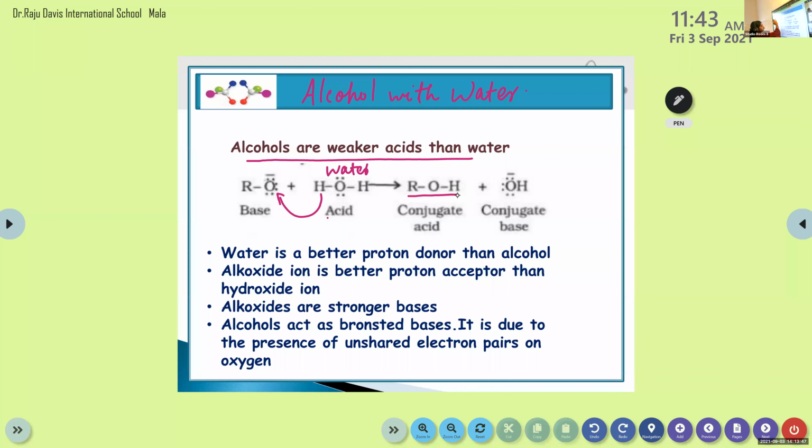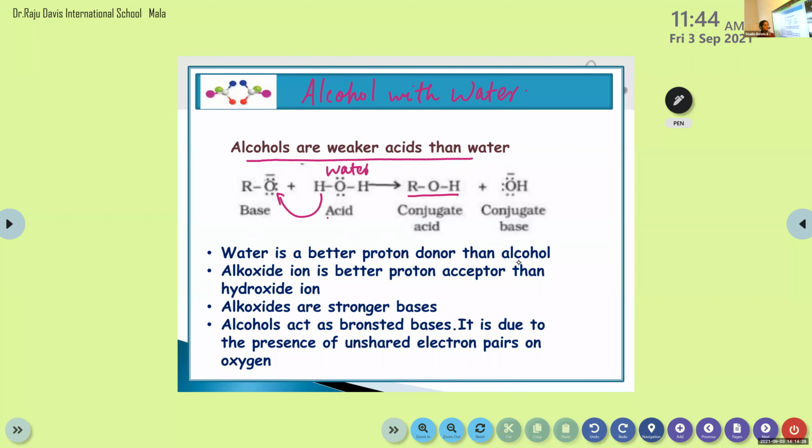So the base will be converted to a conjugate acid, and this acid is converted to a conjugate base. It's just opposite to that of the previous reaction. In the previous reaction, both alcohols and phenols donate H plus ion and act as Bronsted acids. But when it comes to the reaction with water, they will act as a base. That means water is more acidic than alcohol and phenol. So water will donate H plus ions to this alcohol. Okay, clear? So water is a better proton donor than alcohol.